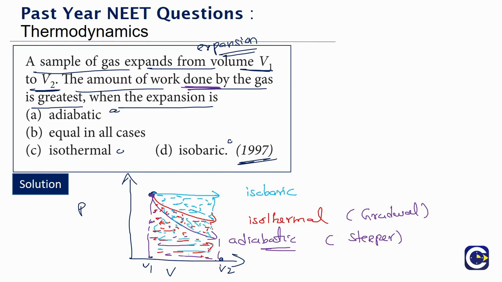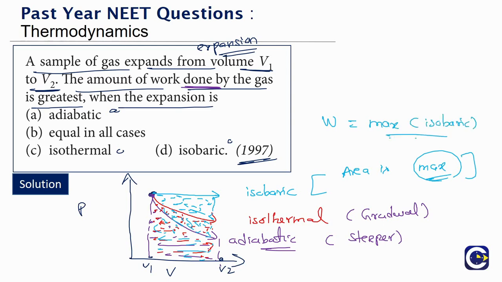Means what? In which case is the area maximum? In the case of the isobaric, which means the work done will be maximum in the case of the isobaric. So we are able to answer this question by looking at the area below the curve. So what is the answer for this? It is option D, which is the isobaric.